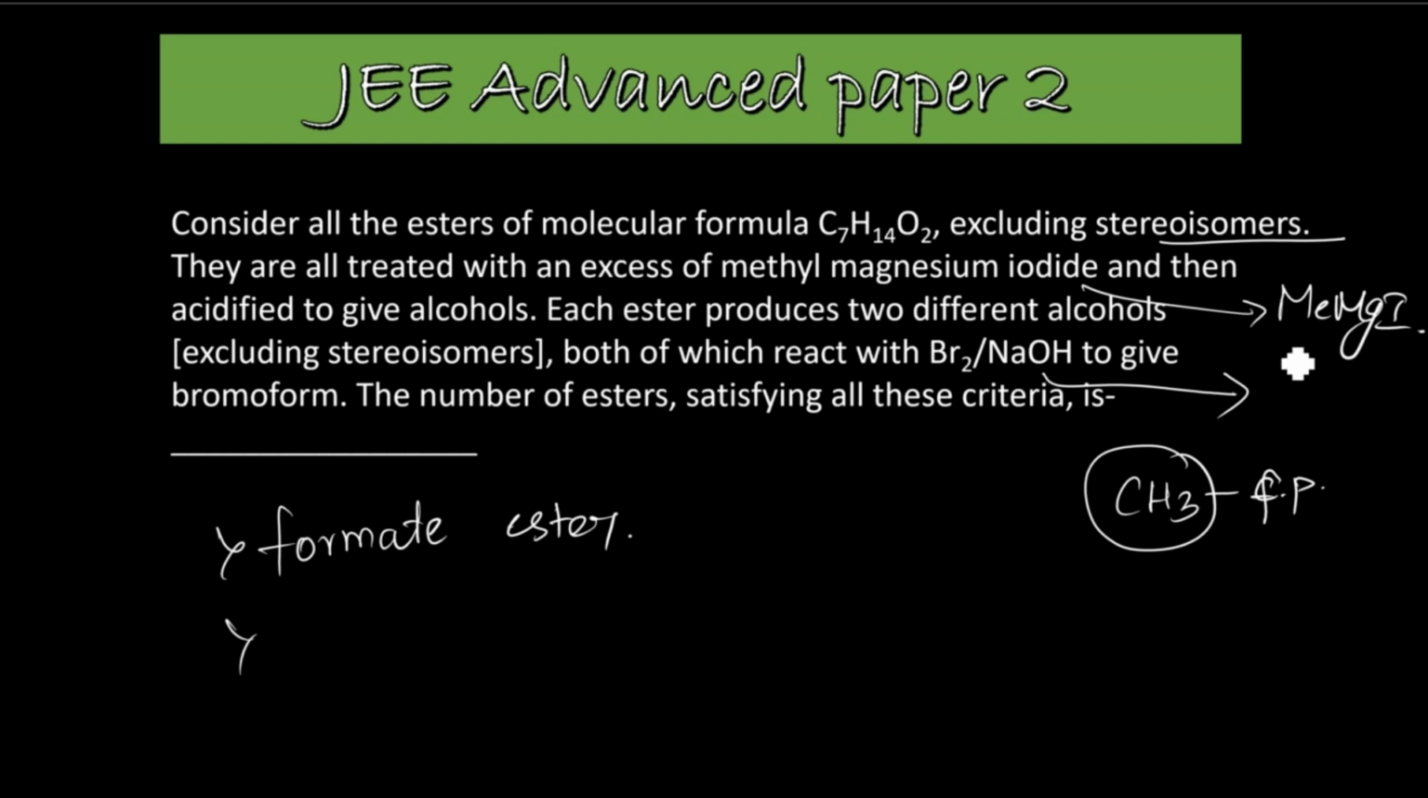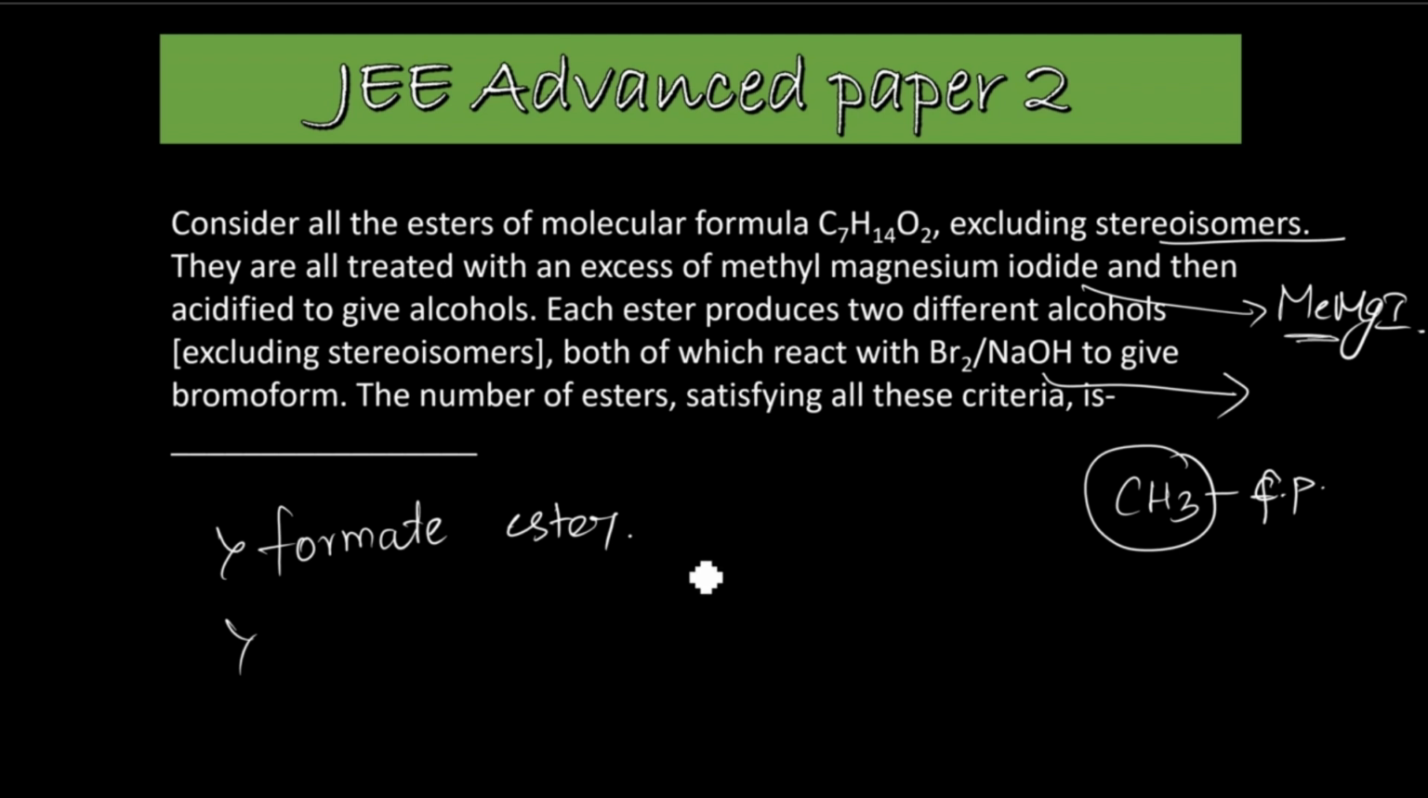Because methyl magnesium iodide gives a reaction in between. So the methyl group will get attached anyway to the ester carbon. So when we form the alcohol followed by the bromoform test, that methyl will give you the positive. If I have an additional methyl group, that will lead to a tertiary alcohol. Correct? So I don't want that to happen. That's why I am taking formate esters. That is point number 1.